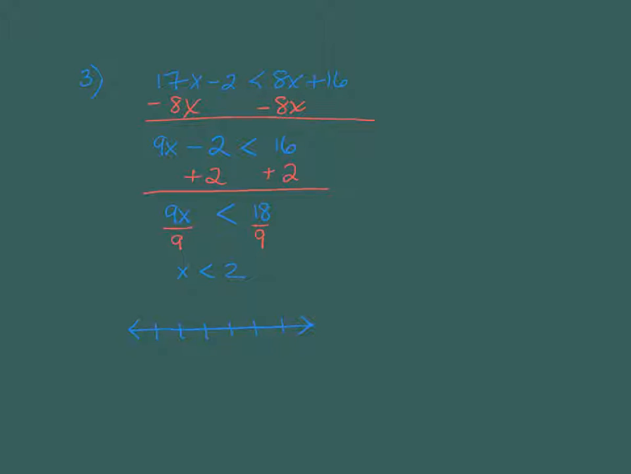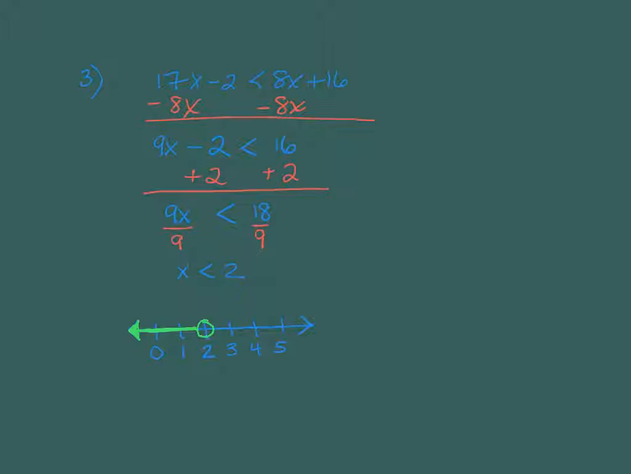So I'm going to put 2 roughly there. 3, 4, 5, 1, and 0. Now it says x is less than 2. We read it as all real numbers less than 2. Less than means we're not including 2, so it's going to be an open circle at 2. Less than is to the left.